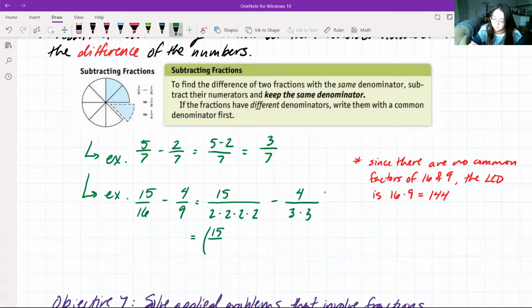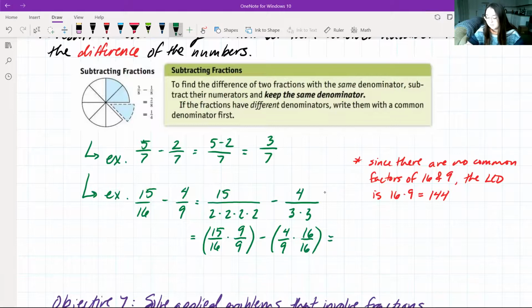So we have 15 divided by 16, and we want the denominator to be 144, which means that we need to multiply our denominator by 9. And we can multiply anything by 1 or an equivalent of 1. So with our first term, our 15 divided by 16, we need to multiply this by 9 divided by 9. Then with our second term, since we have 4 divided by 9, and we need to multiply 9 by 16 using our property of 1, we can say multiply by 16 divided by 16.